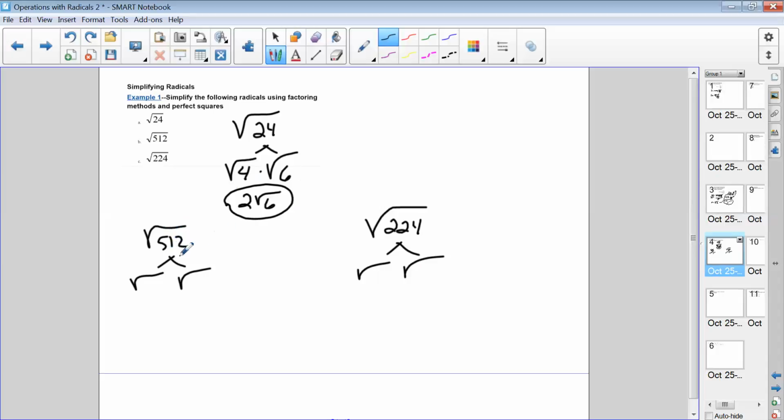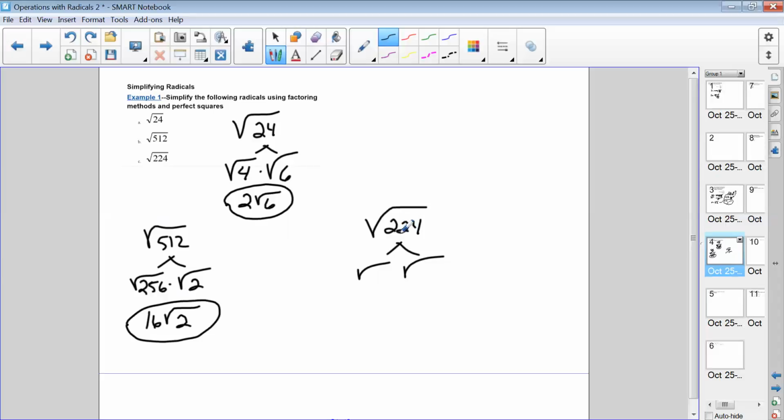Square root of 512, we would say, is 256 times the square root of 2, and for the square root of 2, the radicand is prime. Square root of 256 is 16, so I get 16 times the square root of 2, and this is the simplified form of the square root of 512.